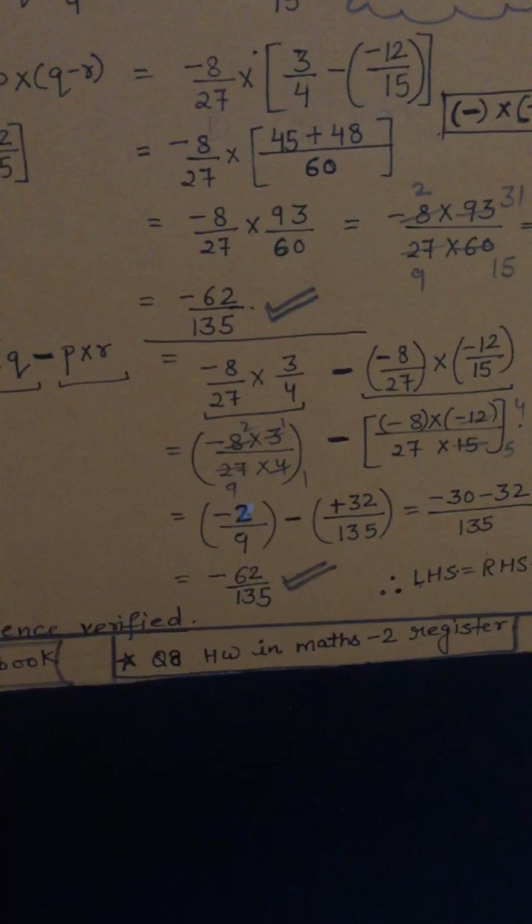What's the LCM of 9 and 135? It's 135. Yes, 9 into 15 is 135. So, minus 2 into 15, minus 30. 135 ones are 135. So, 32 as it is. This plus into minus is minus, we all know. So again, I'll solve it out. Minus 30 minus 32 comes out minus 62 upon 135.